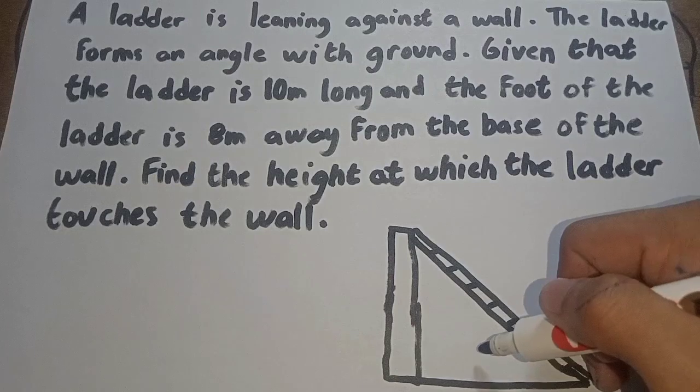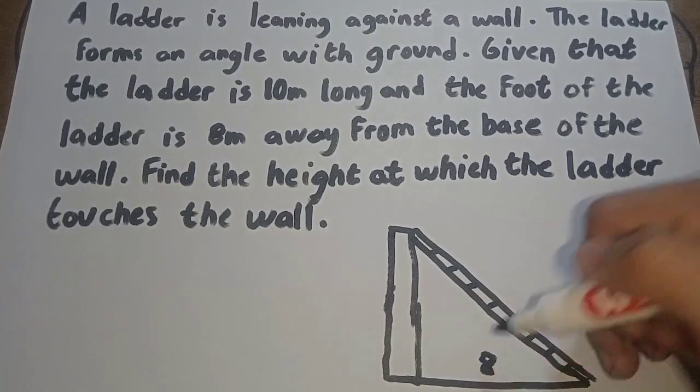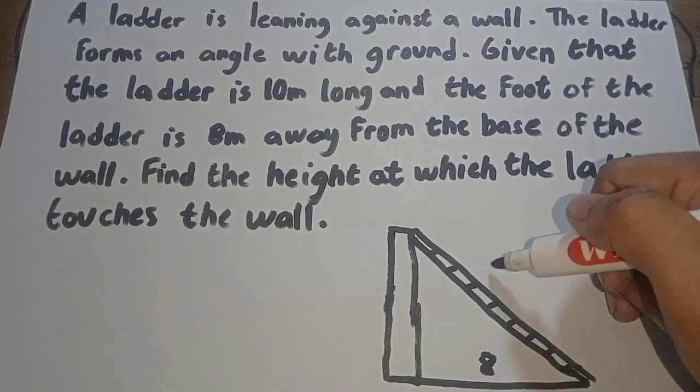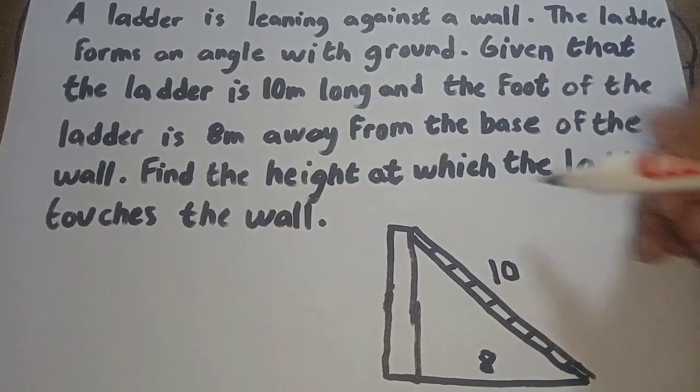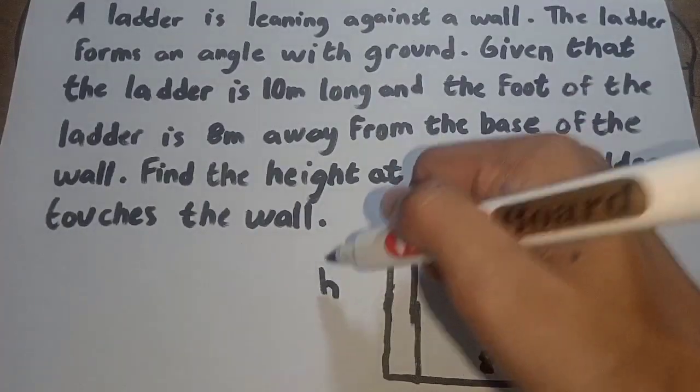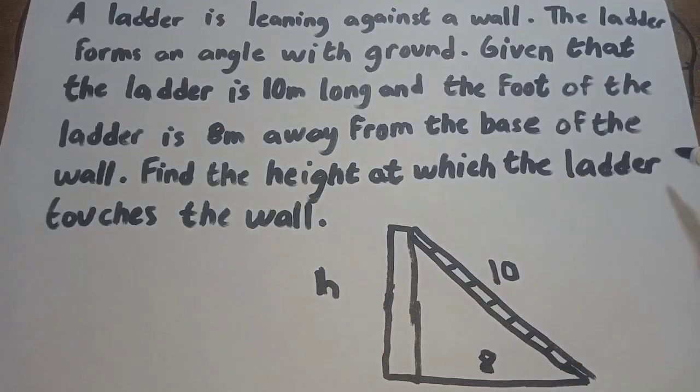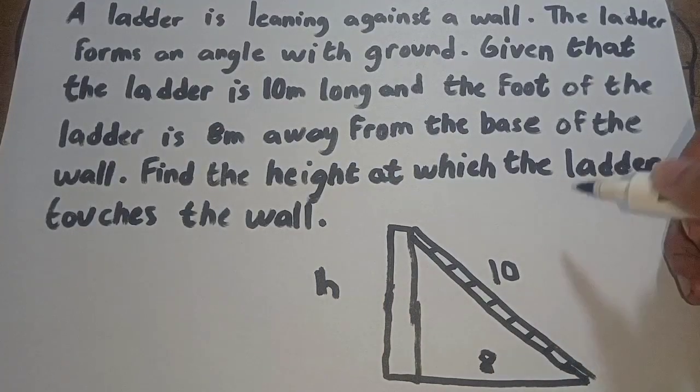The foot of the ladder is 8 meters away from the base of the ground. Given that the ladder is 10 meters long, we are asked to find the height at which the ladder touches the wall or the opposite side. Let's apply the Pythagorean theorem.